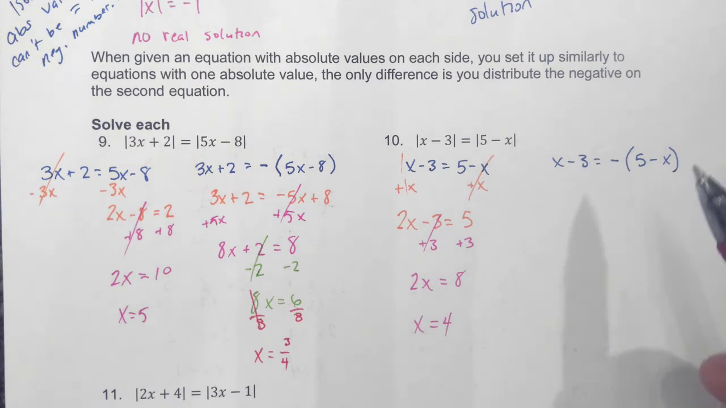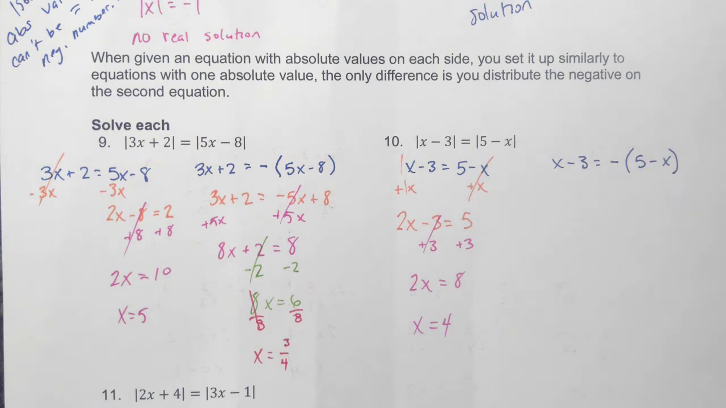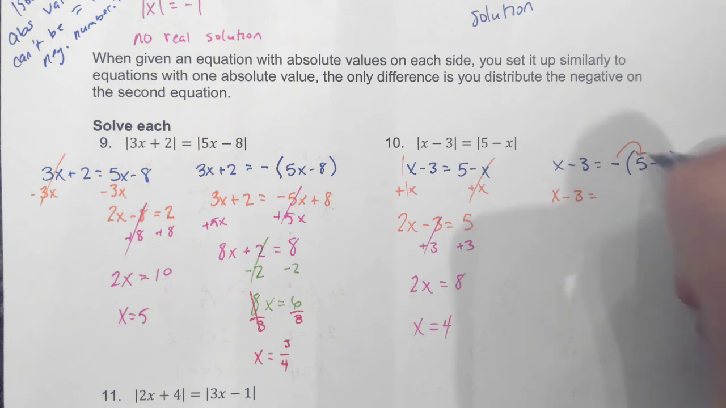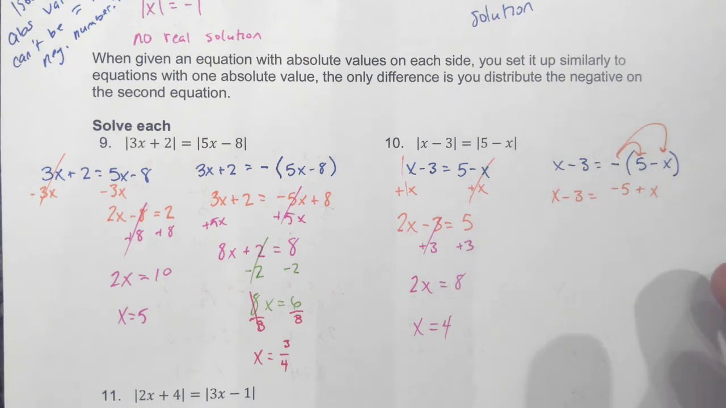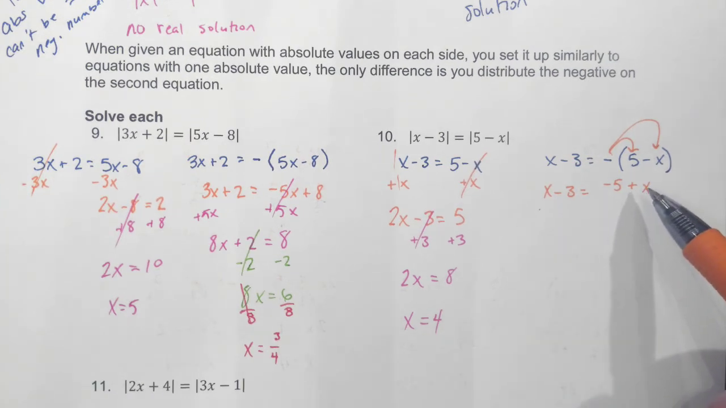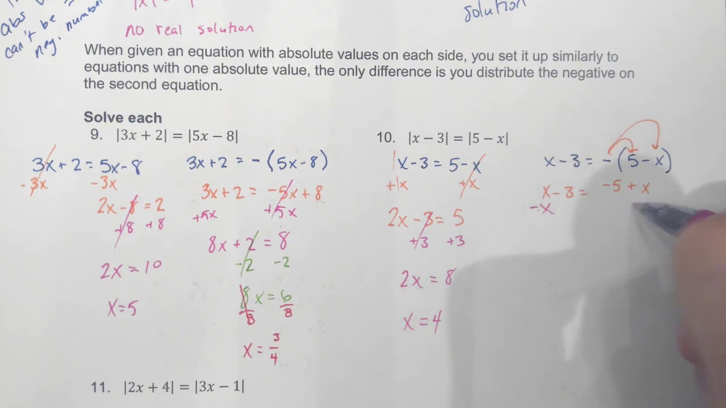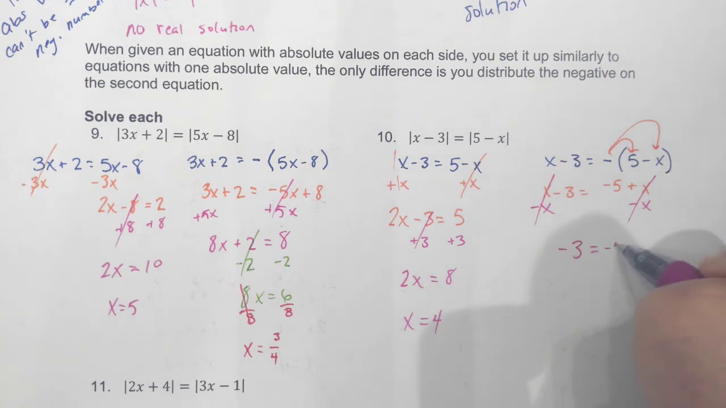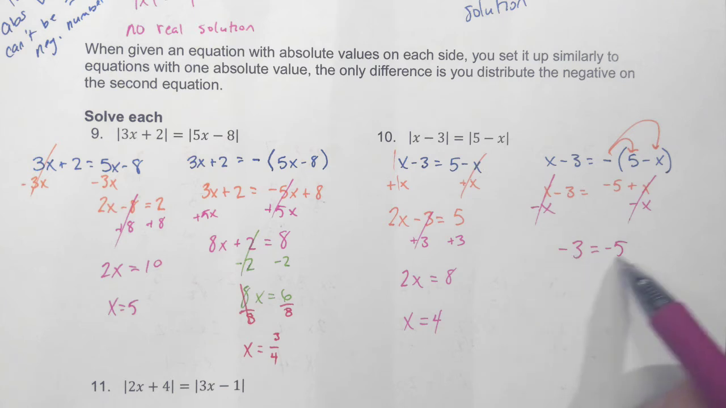Okay, second one. Start by distributing that negative. So we would have x minus 3 equals negative 5 plus x. Okay, which one's smaller? x or x? Well, they're the same, so you just move either of them. How do you get rid of a positive x? You subtract x. Those cancel and those cancel, and we're left with negative 3 equals negative 5. Now that is not true.